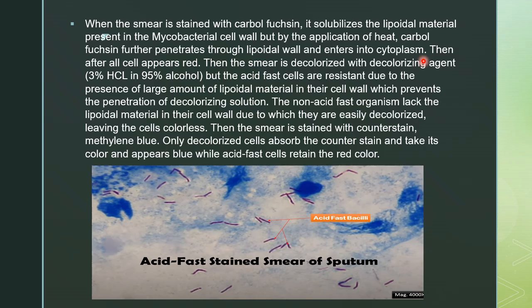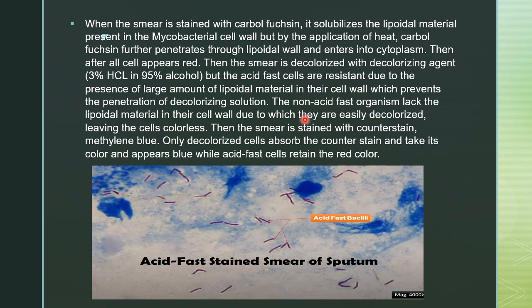Okay, now with the help of heat and with the help of a special stain, you have stained the mycobacterium. And as I told, once you have stained, it is difficult to remove. Then the cell appears red. Then the smear is decolorized with a decolorizing agent, but the acid fast cells are resistant due to the presence of a large amount of lipoidal material in their cell wall, which prevents the penetration of the decolorizing solution. So in the second step, when you add decolorizer, what happens? In the acid fast bacteria, the decolorization will not happen because the decolorizer cannot enter inside the bacterial cell, because it's made up of high lipoidal material.